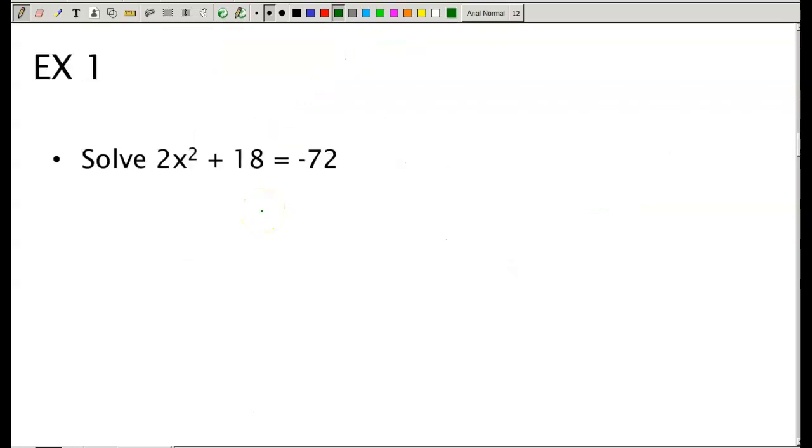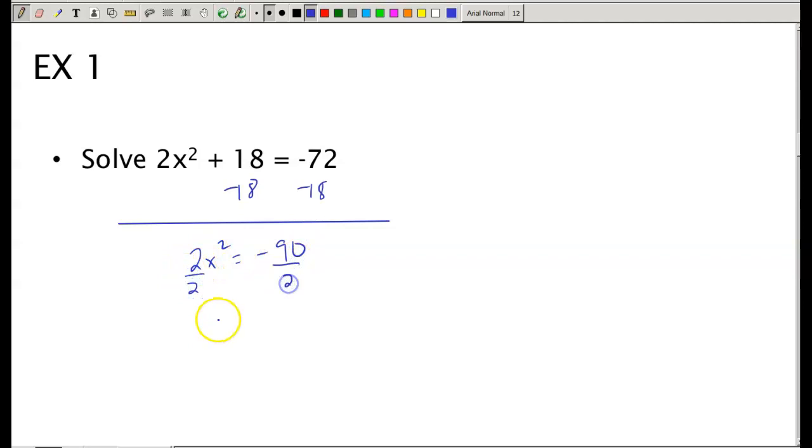All right, so let's look at example 1, which is an equation, and this is going to look very similar to 4.5. We're going to solve for this quadratic, and notice that there's no b term here, so it looks like we'll be able to take a square root. So we'll go ahead and subtract 18 here, and get 2x squared equals -90. This is a squared term. I'm going to get the squared term by itself. So now I have x squared equals -45.